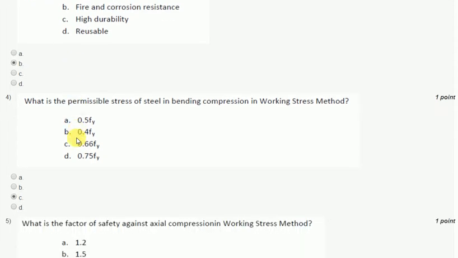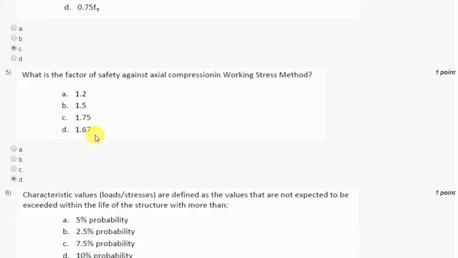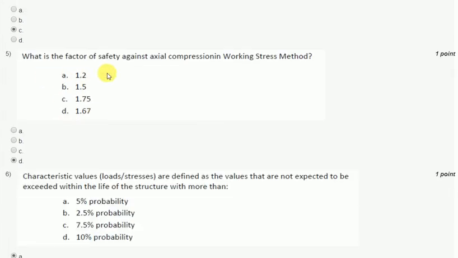Question 4: what is the permissible stress in steel in bending compression in the working stress method? That means option C, 0.66 Fy. This is the correct answer. Now question number 5: what is the factor of safety against axial compression in the working stress method? That means option D, 1.67 is the correct option. The factor of safety is 1.67. This is the correct answer.